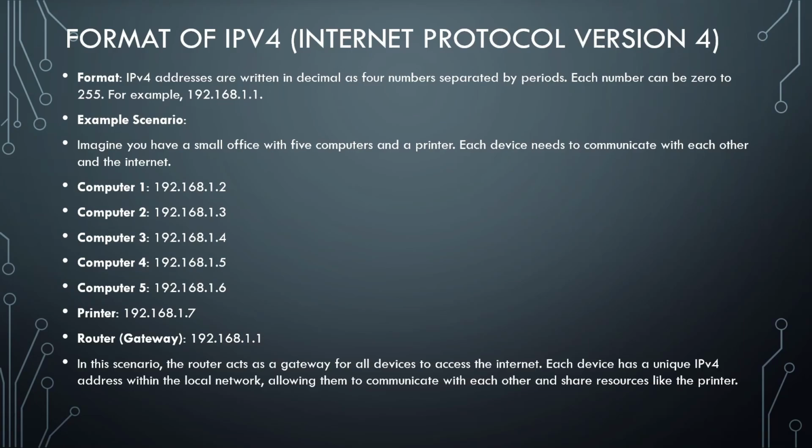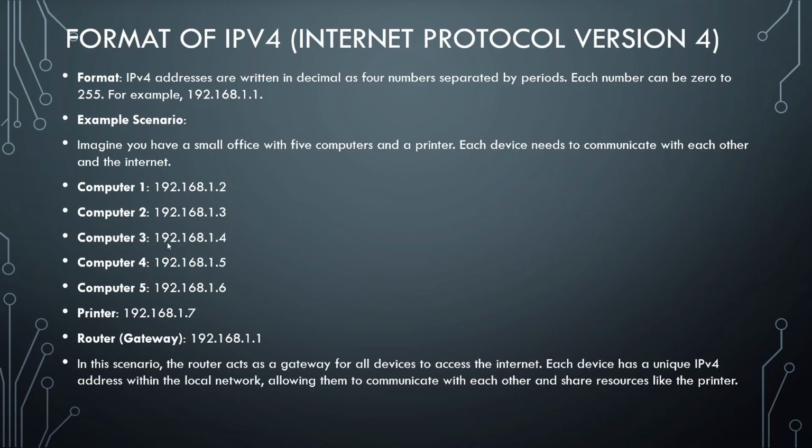Let's look at an example scenario for IP version 4. Imagine that you have a small office with 5 computers and a printer. Each device needs a unique IP address to communicate within the network and access the internet. And here's how the addresses might look. Computer 1 is connected with 192.168.1.2.